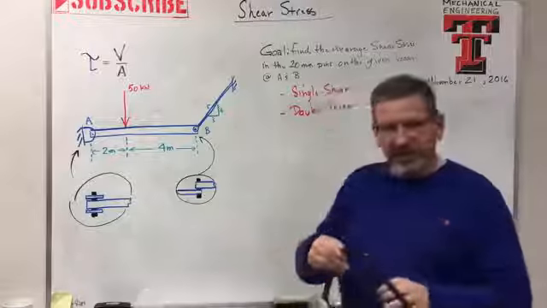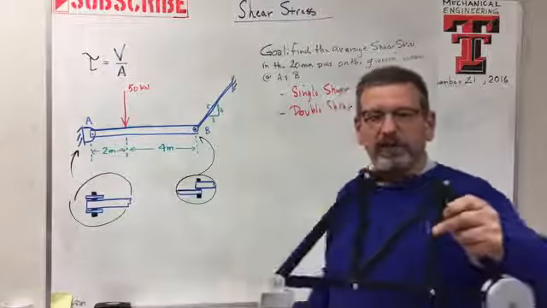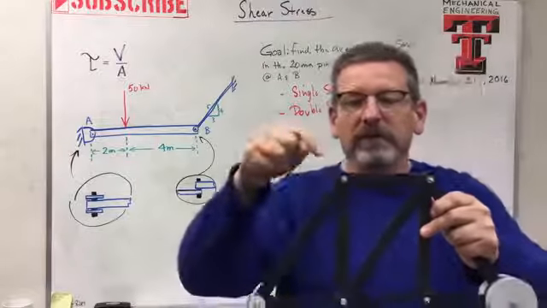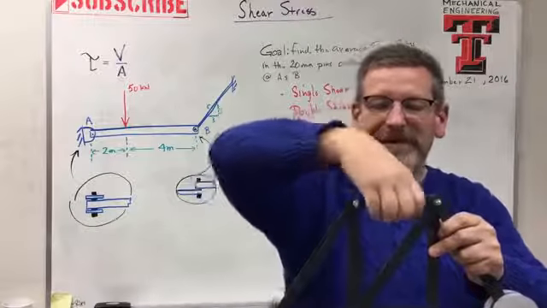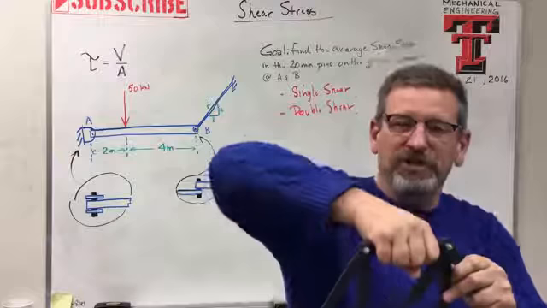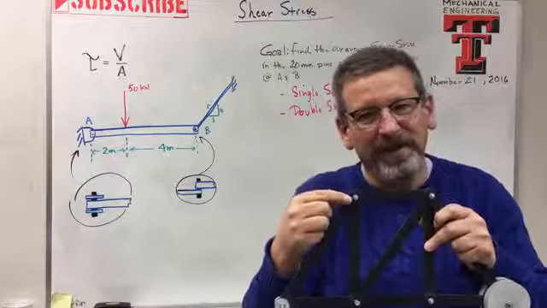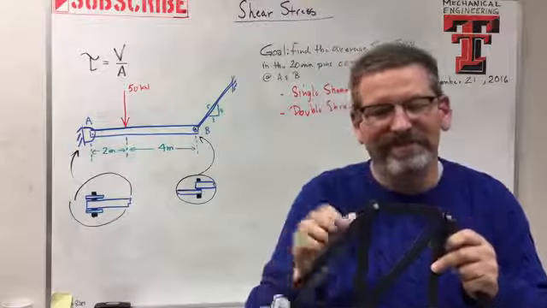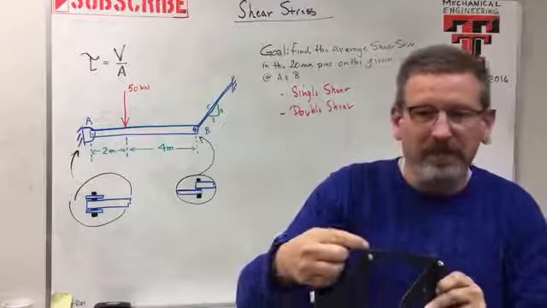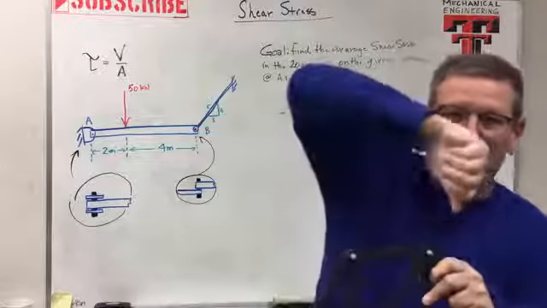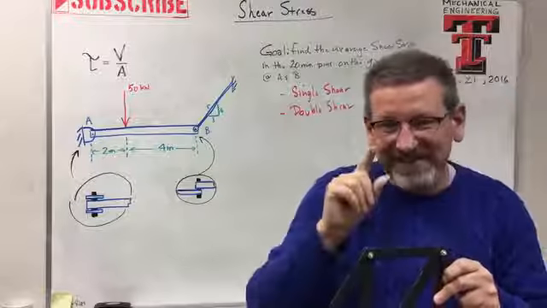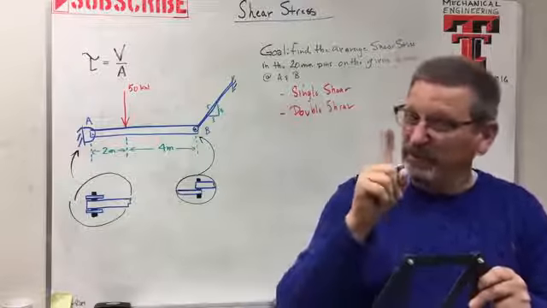So single shear would be like, okay, I've got my little truss here. I've got a bolt through here. If I want to take this member right here and just tear it off, how many times am I going to have to tear through that bolt to tear it off? Well, I just got to break it one time, and it comes off. That's single shear. I only have to tear through one.